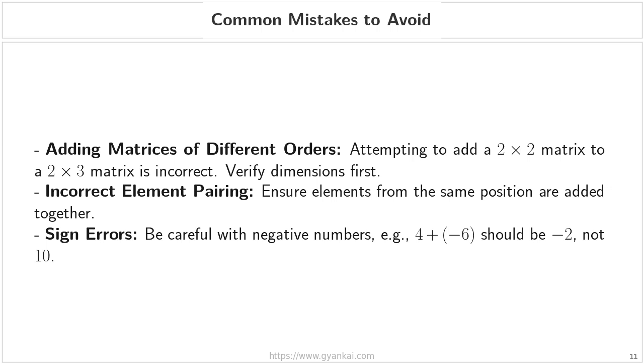Finally, please be mindful of sign errors. Even if you understand the process of matrix addition, a simple arithmetic slip with negative numbers can change your entire result. For example, when adding 4 and -6, the result should be -2, not 10. I encourage you to double-check your signs during each step of the addition process.